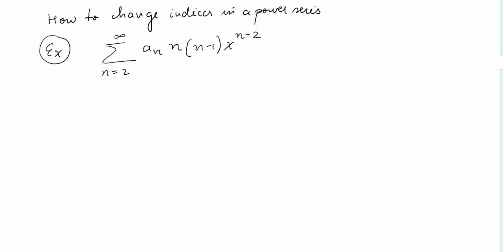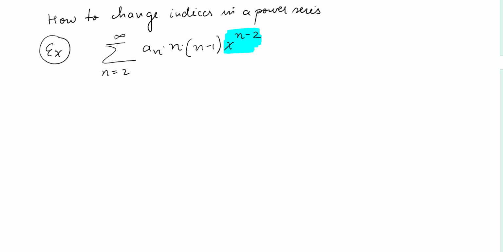In this video, I'm going to show you how to change indices in a power series. So for example, we have this sum as n goes from 2 to infinity of a sub n times n minus 1 times x to n minus 2. Let's say we want our series to have the term x to n minus 2 as x to n. So I want to change that n minus 2 to just x to n.